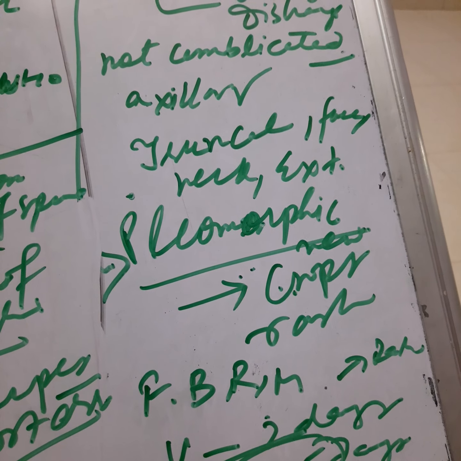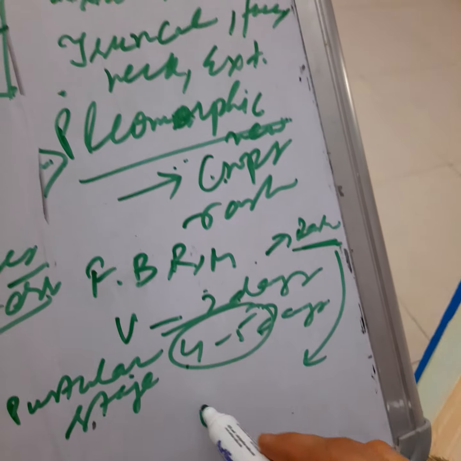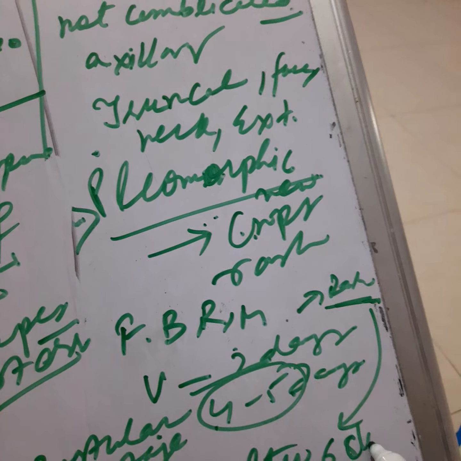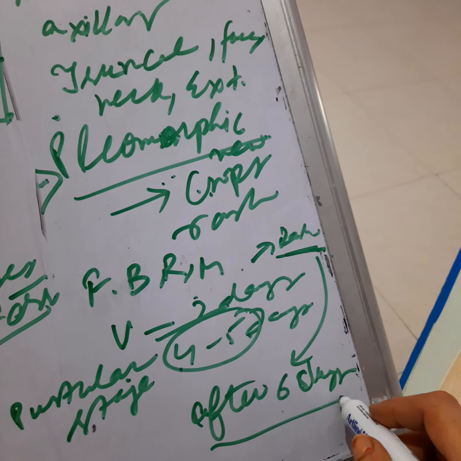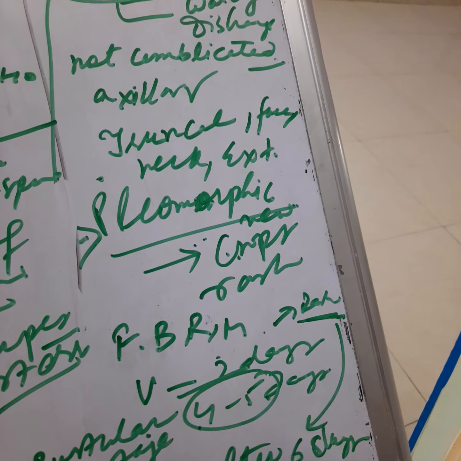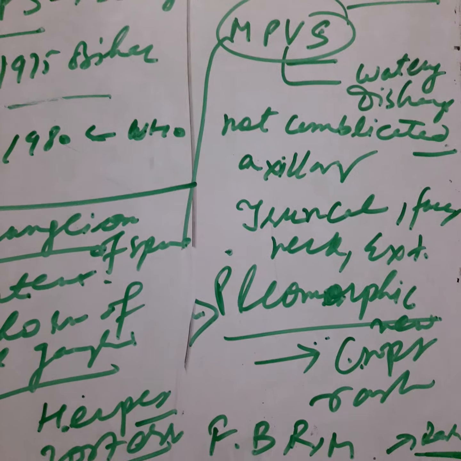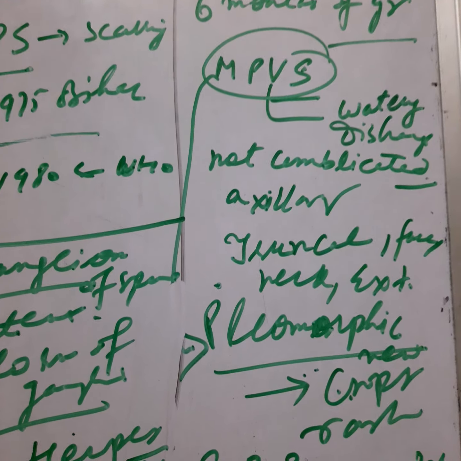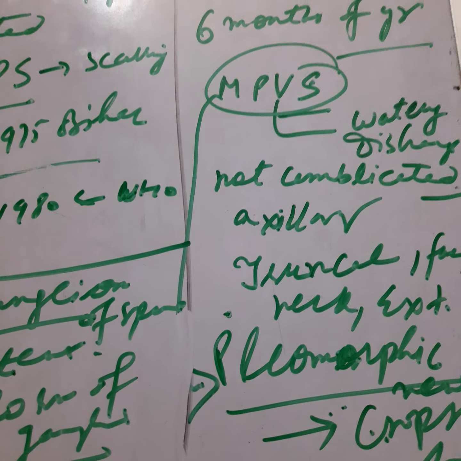And after the appearance of the rashes, after 6 days, the person becomes unable to spread the disease, meaning he stops the droplet infection of the virus in case of chickenpox. And sometimes secondary cases occur. We have studied that chickenpox occurs once in a lifetime, but in some rare cases chickenpox can occur a second time too, but it is very rare.